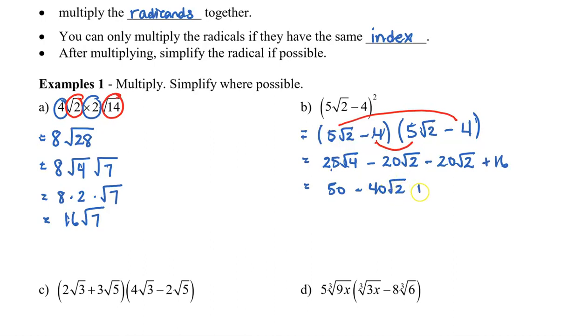And then lastly, we have the plus 16. So we can join the 50 and the 16, and that will give us 66 minus 40 root 2.